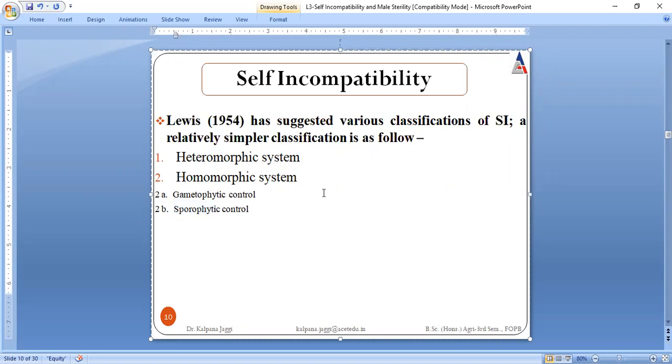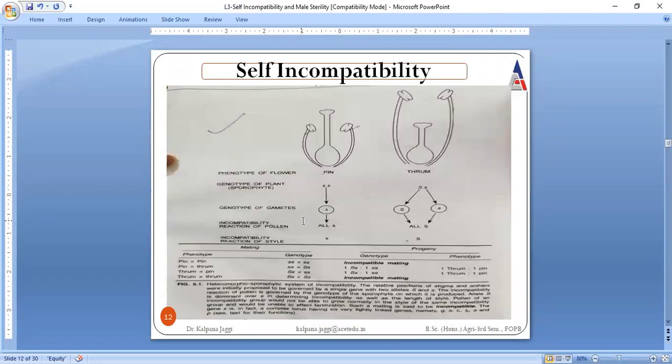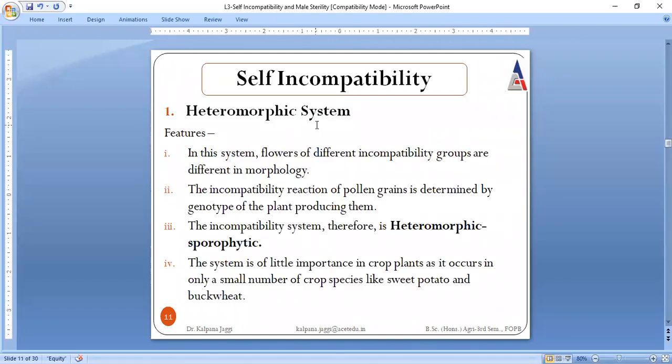So one classification we read on the basis of interaction among the pollen grains and pistil, and the second classification was given by Lewis in 1954. On the basis of this classification, we have self incompatibility of two types: heteromorphic and homomorphic. Now we are going to discuss the very first one, that is the heteromorphic system.